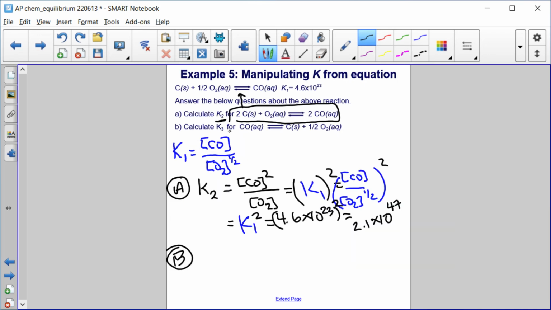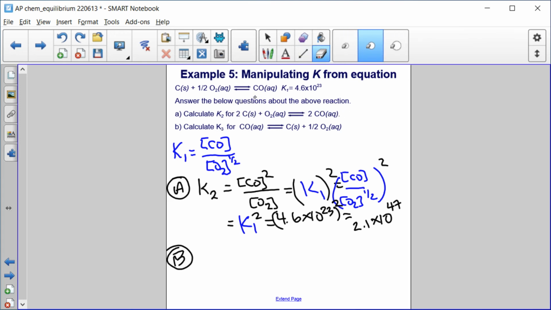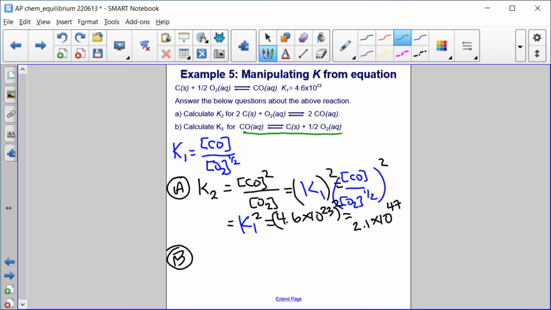And then B asks us to calculate K3 for CO. I'm going to erase this for a second just so I can put some emphasis on the part we're working on now. So this reaction, when we compare it to the top reaction, you see how it's just reversed. It's just reversed, right? So K3 is the concentration of O2 to the 1/2 power over the concentration of CO.